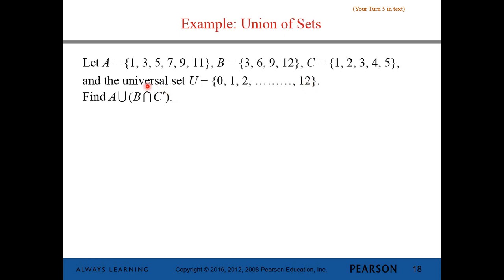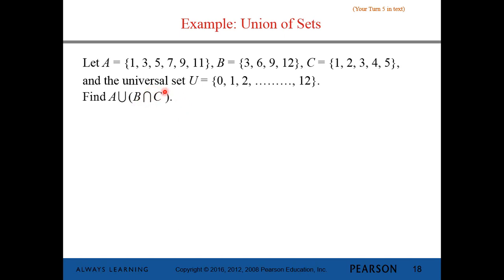So now this is what we want to find. Ooh, this is a good one. Okay, so let's take this piece by piece. We want A union the set of B intersect the complement of C. Okay, so now let's take this piece first. Let's take the intersection.